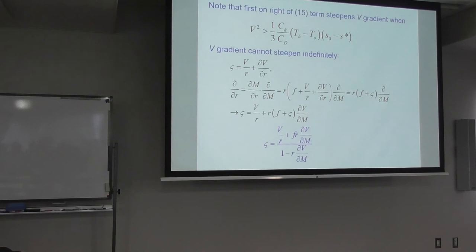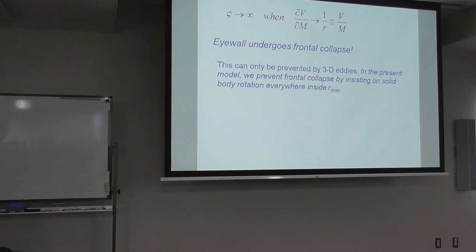So that's what I wanted to illustrate by that simple thing. So eye walls undergo frontal collapse. This is prevented by three-dimensional eddies. In the time-dependent model you can run numerically, this is stopped from happening by insisting that you always have something like solid body rotation. Actually, you don't have to have solid body rotation. You have R to the N, you can specify it everywhere inside.